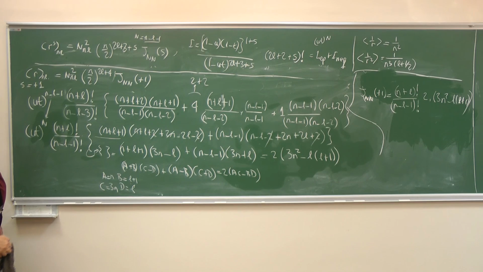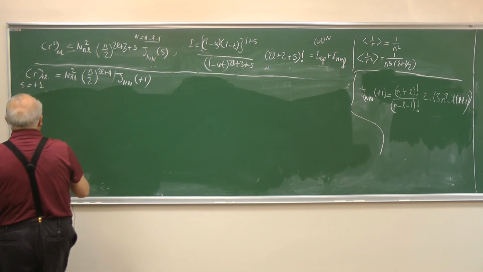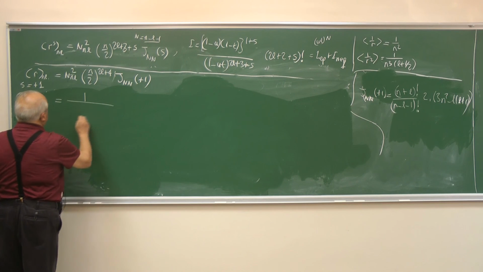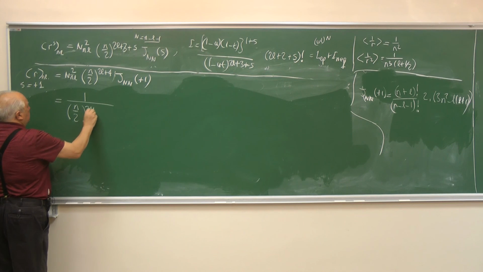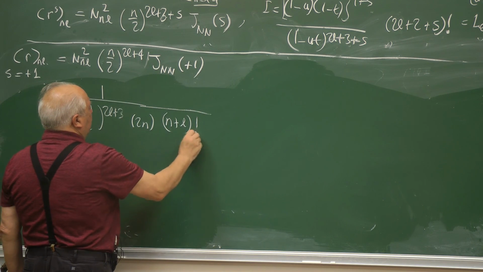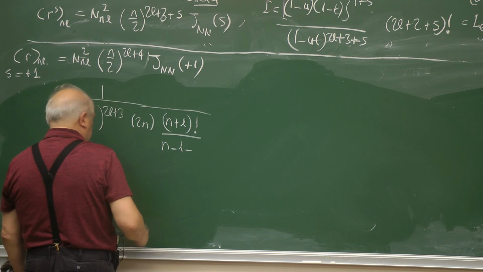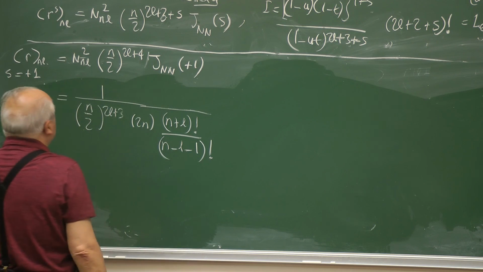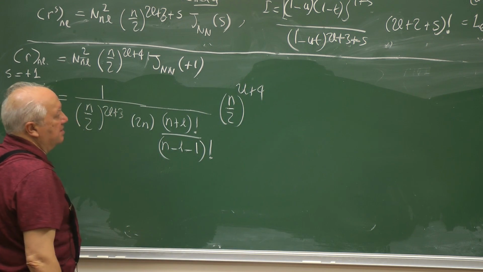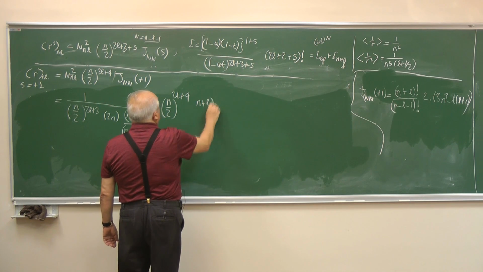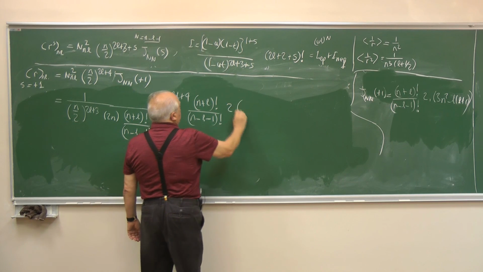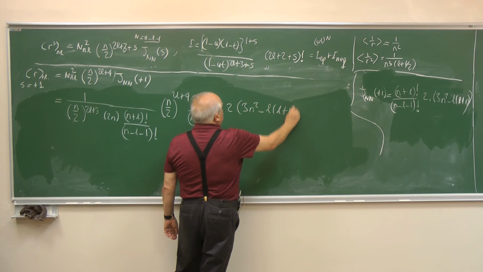So I will erase this part. Equals. Now we insert the value of the normalization coefficient, n over 2, to the power 1/2 plus 3 times 2n times n plus L factorial over n minus L minus 1 factorial, times n over 2, to the power 1/2 plus 4, times that n plus L factorial divided by n minus L minus 1 factorial, times 2, 3n square minus L times L plus 1.